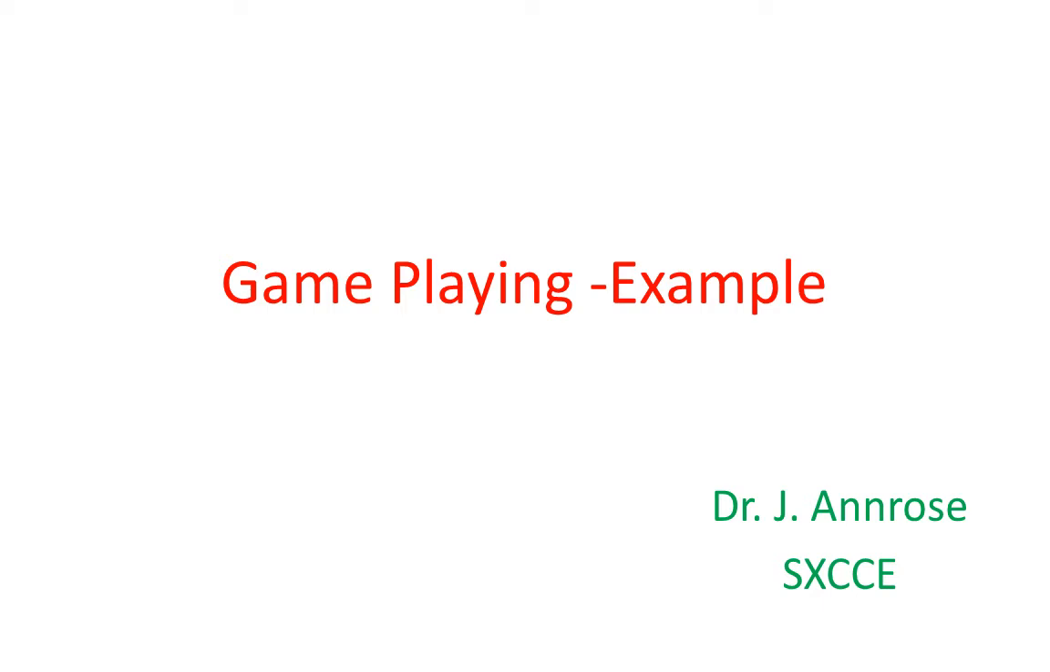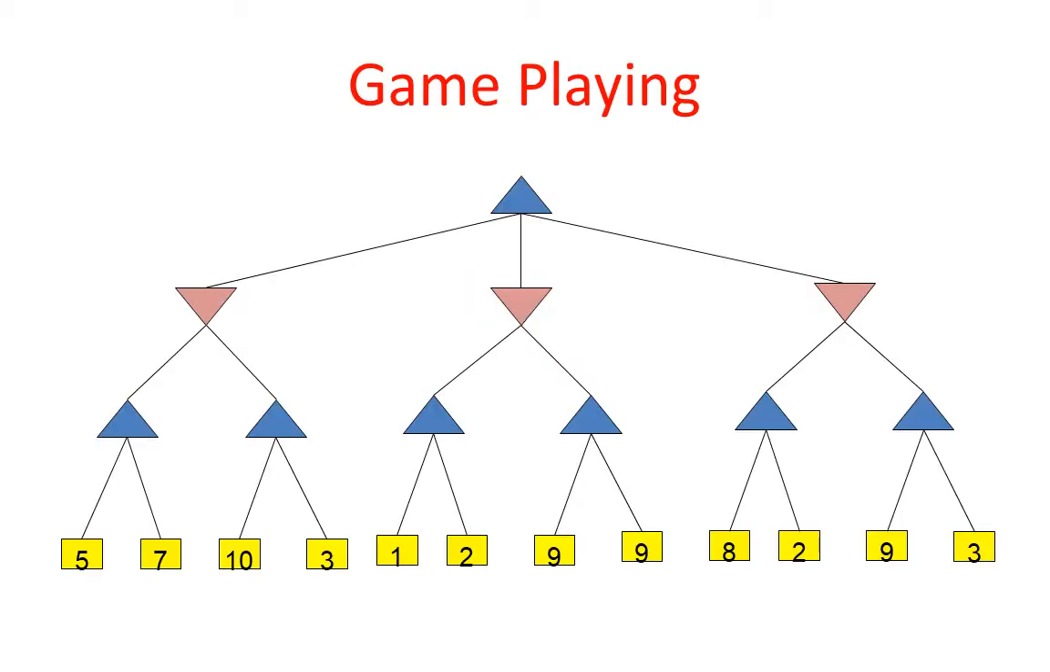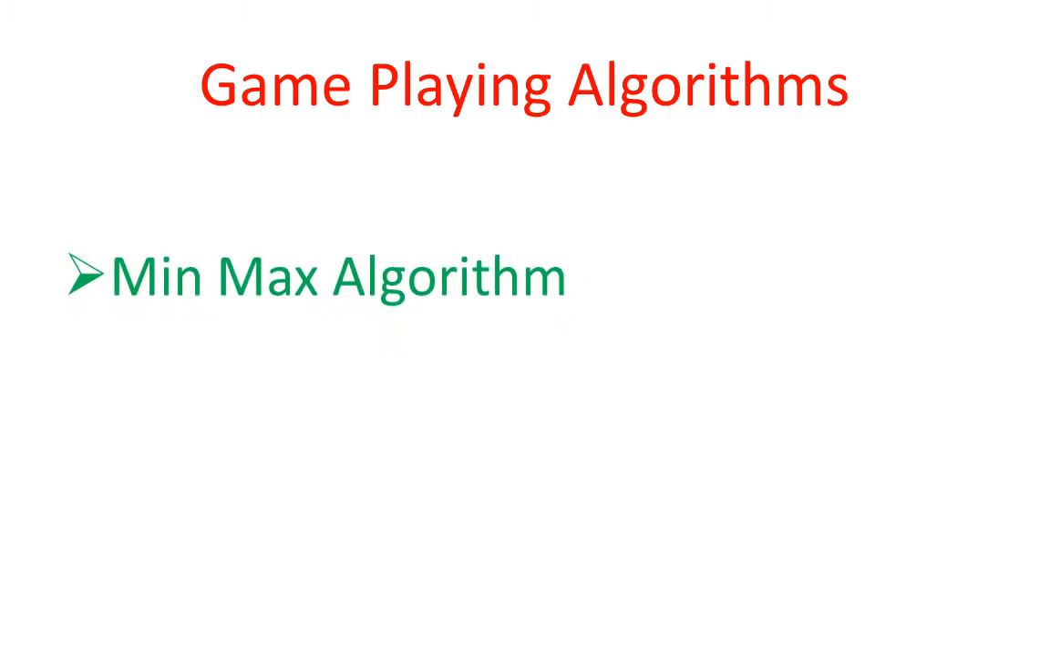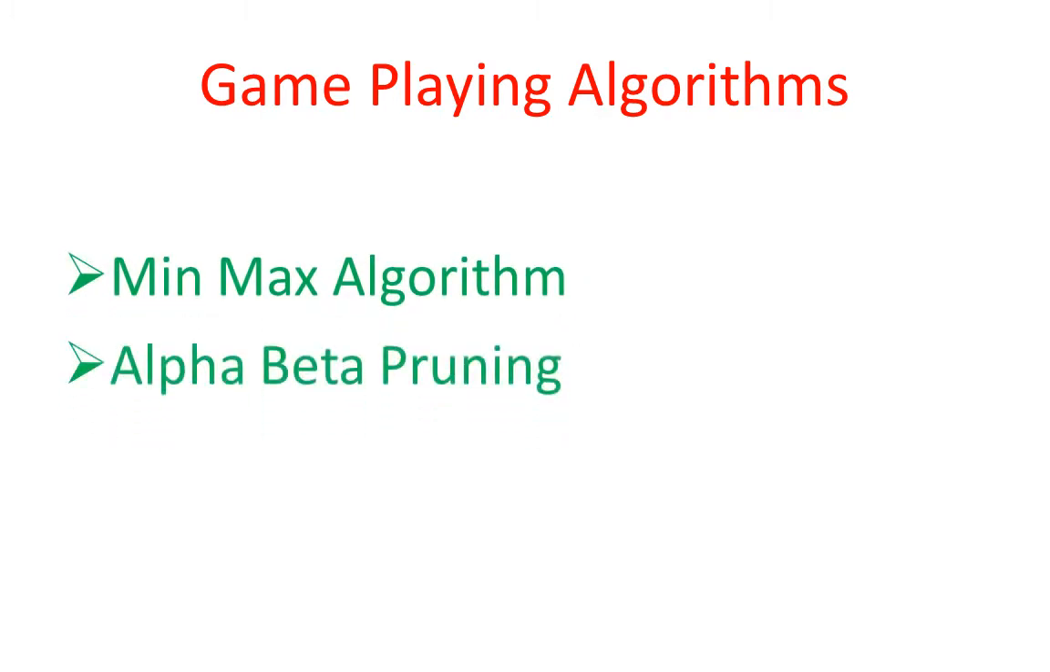In this video, we are going to see game playing with an example. So let us consider a problem in game playing. This is a state space tree and all the utility values are available in the child nodes. There are two algorithms used for solving the game. One is the min-max algorithm and the second one is alpha-beta pruning. First we are going to see the min-max algorithm.